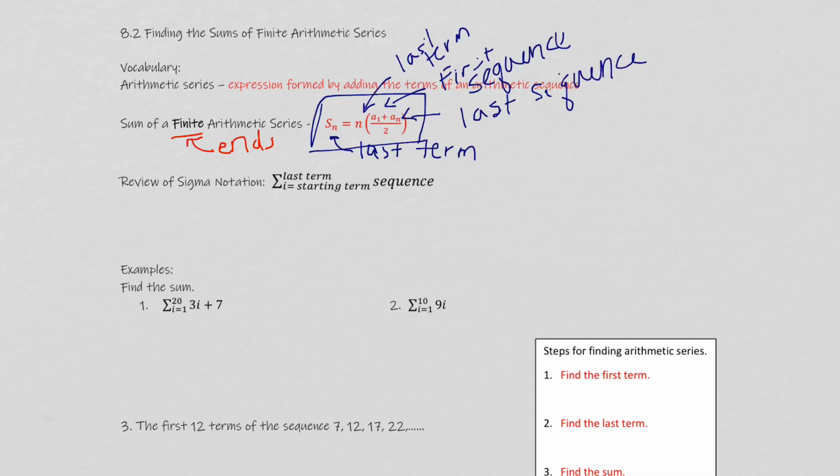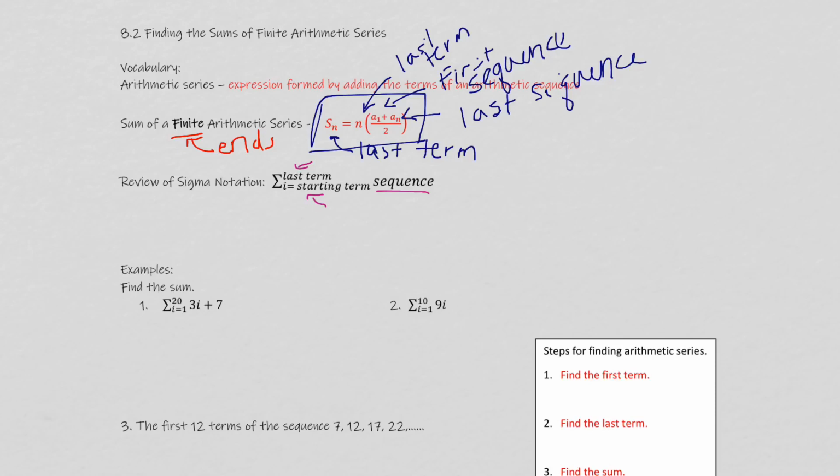All right. With that being said, we're going to do this two different ways. We're going to look at sigma notation and find the sum using sigma notation, and then I'm also going to show you how to find the sums if I don't have sigma notation. Sigma notation, as a refresher: the i equals is my starting term, the number on top is my last term, and the number following is my sequence. We're going to use that to help us use the formula that we have above.